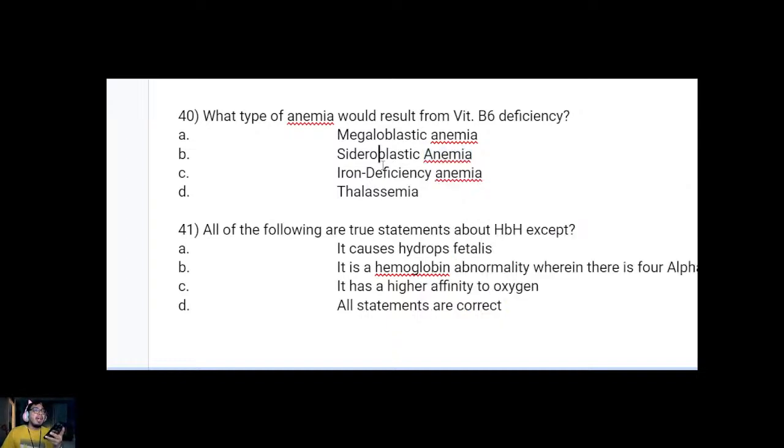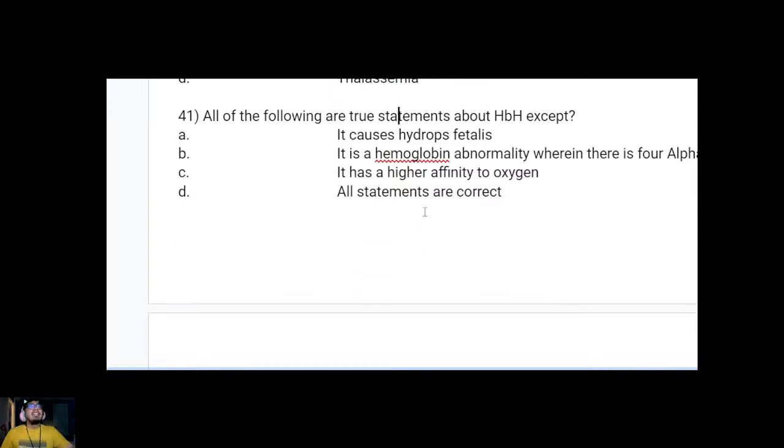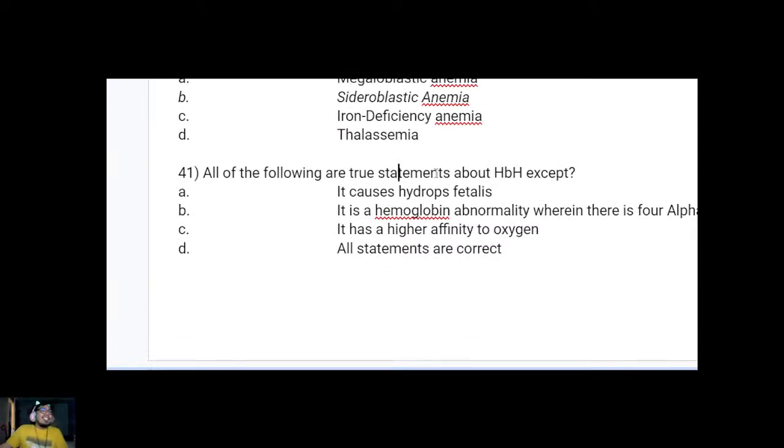Madami pa rin nagkamali. Bakit iron deficiency lagi ang sinasagot ng mga students? Ano bang problema ninyo sa vitamin B6? Kayo ha? Naloloka ako sa inyo ha? Anong problema ninyo sa vitamin B6? Ayan. Next. All of the following are true statements about HbH.